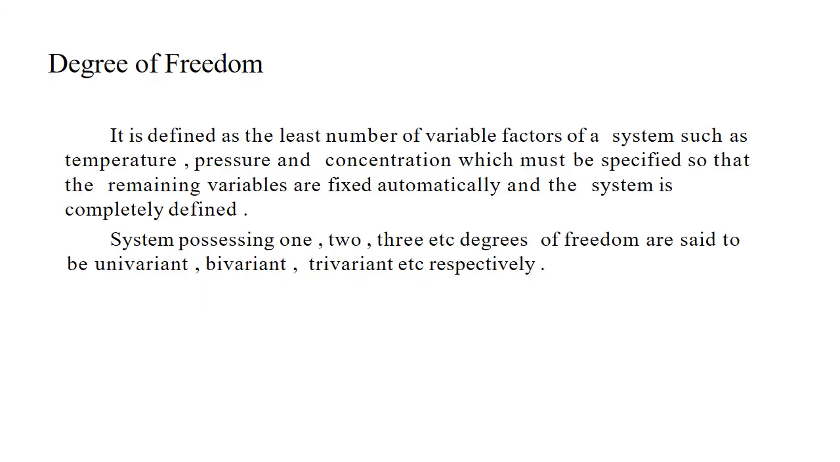Degree of freedom. It is defined as the least number of variable factors of a system, such as temperature, pressure and concentration, which must be specified so that the remaining variables are fixed automatically and the system is completely defined. Systems possessing 1, 2, 3, etc. degrees of freedom are said to be univariant, bivariant, as well as trivariant systems respectively.